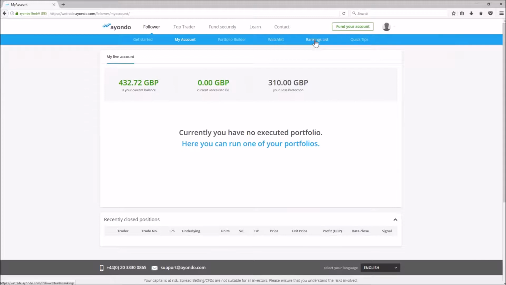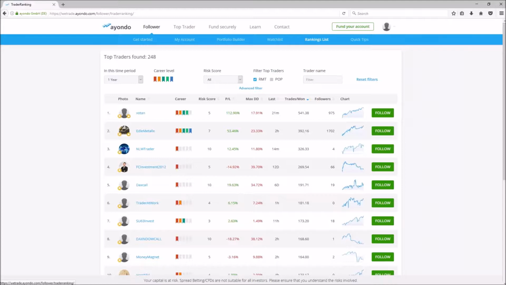So let's click on rankings list. When you first set up your account and you're thinking about what traders do I want to follow, the rankings list is really where it all starts from. The way of looking at this is it's like a league table of traders who trade on Ayondo, whose trades go through the Ayondo platform. They make their track records visible so we can see just how badly or how well they've been doing over the period.